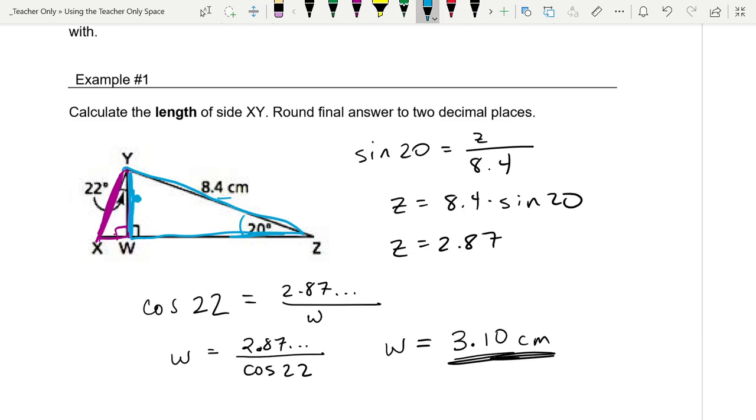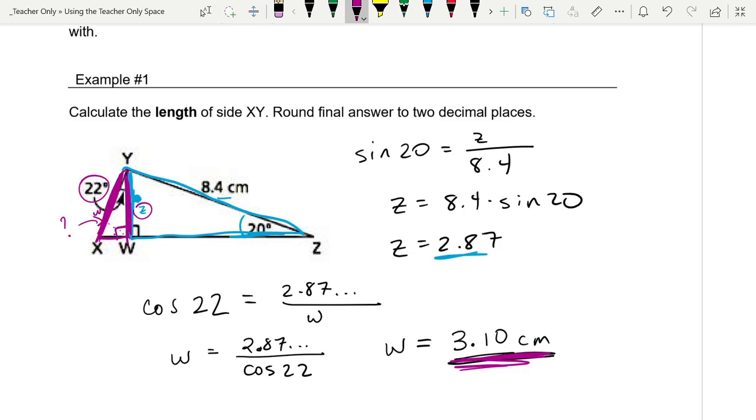So that's what I did first. I found this blue side here from W to Y. I called it little z because it's across from angle Z. So I found that first. Now I have a triangle, again this purple triangle, where I know a side and an angle. So I use that to find my other side. And that's the other side I wanted, this side right here, X to Y, which I called little w since it's across from angle W. So that's how I solved it. I had to use one part to get the next. I used the blue triangle to get enough information to solve the purple triangle.